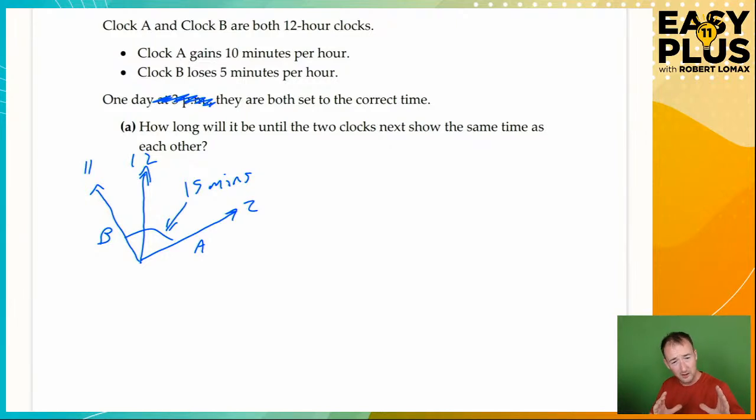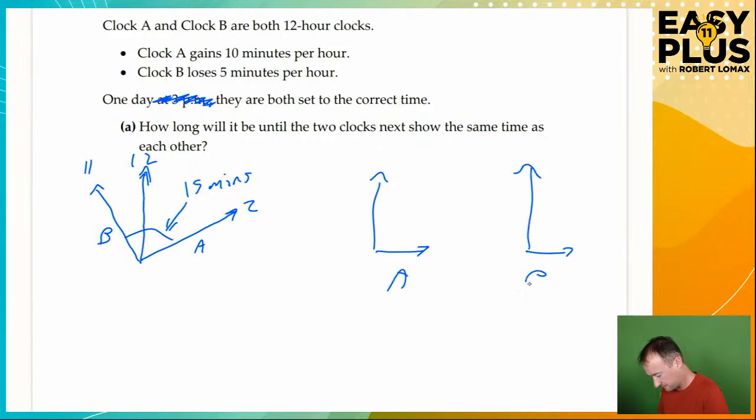What will it mean when these two clocks show the same time? Let's imagine two clocks that are showing the same time. Okay, so let's imagine our starting time of 3 o'clock, even though that doesn't matter. So that's clock A and that's clock B. Just conceptually, here's A and here's B. So what do we know about the times on those two clocks? What is the difference between those times?